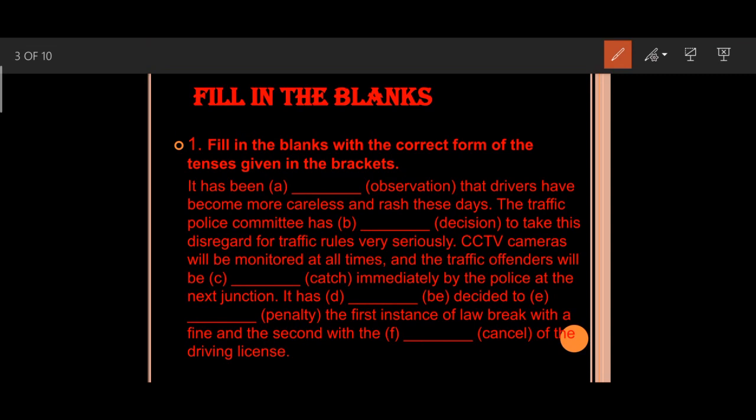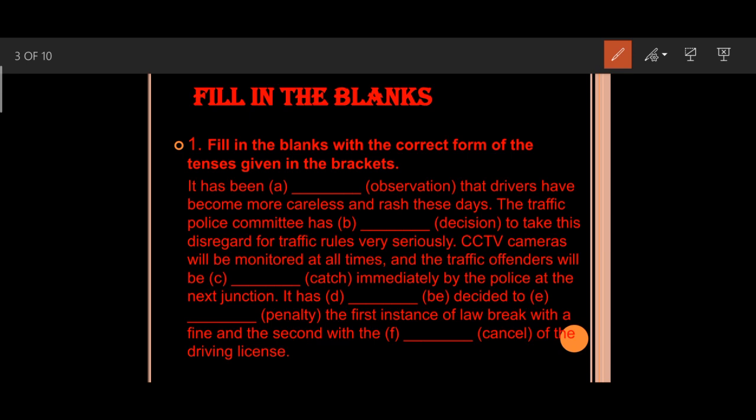So alright, this is the most common form of grammatical question that you will get in your examination. The question says, fill in the blanks with the correct form of the tenses given in the brackets. So you understand what the question is asking you? Just give the correct form of tenses, whether it's past, present or future.